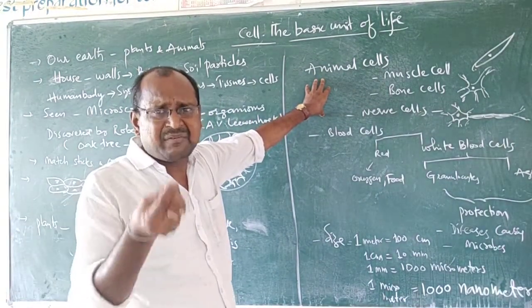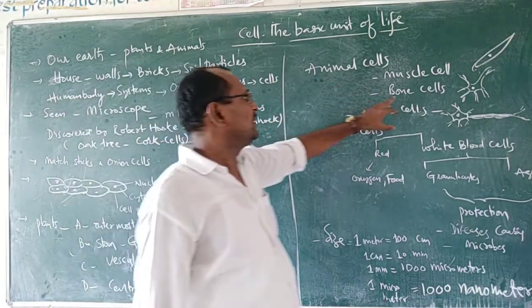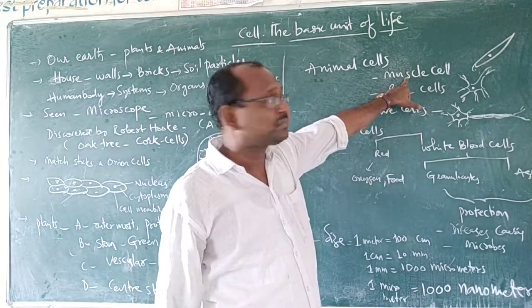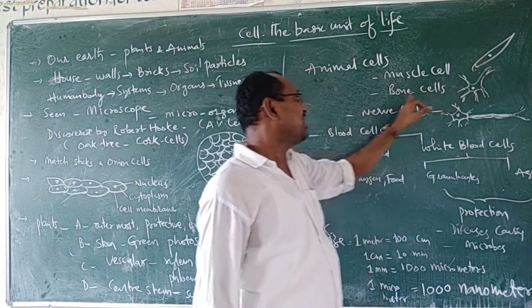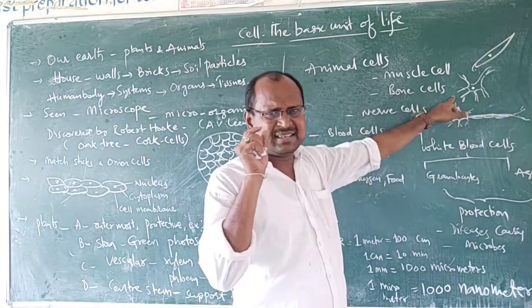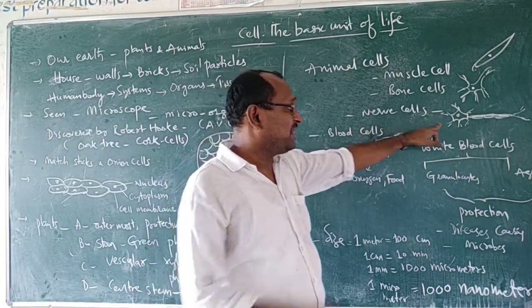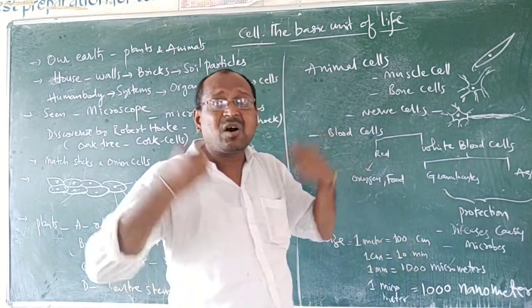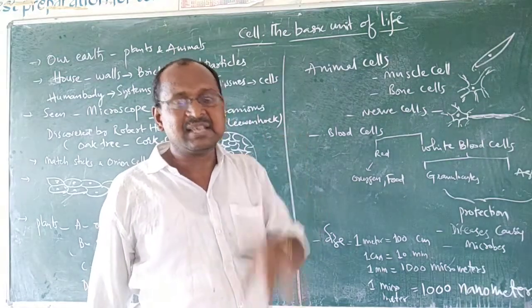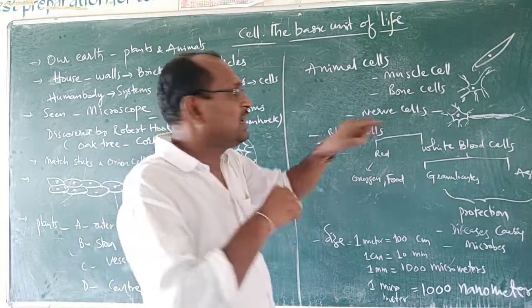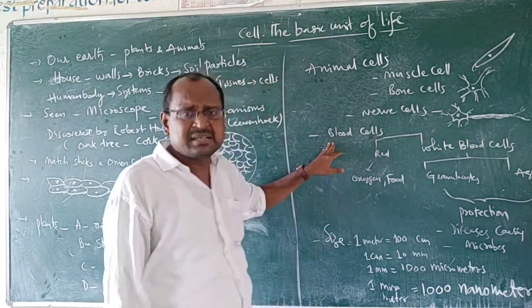Not only that, in animals we have so many types of cells present in our body. For example, muscle cells and bone cells: one is long with the nucleus in the center. Both cells are hard in nature, and nerve cells are also very long in size. The longest cells in our human body are nerve cells.